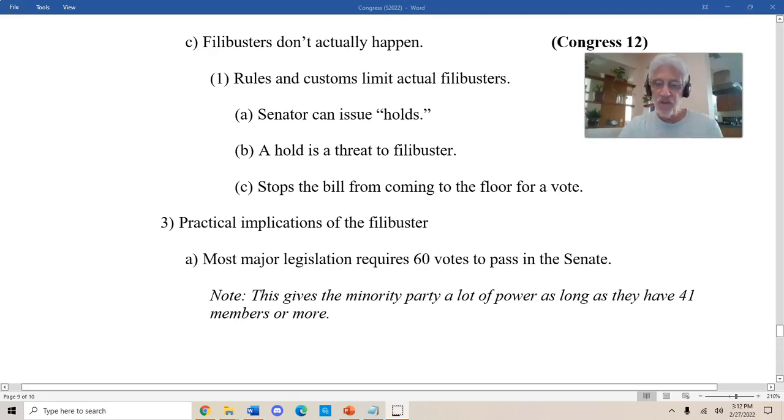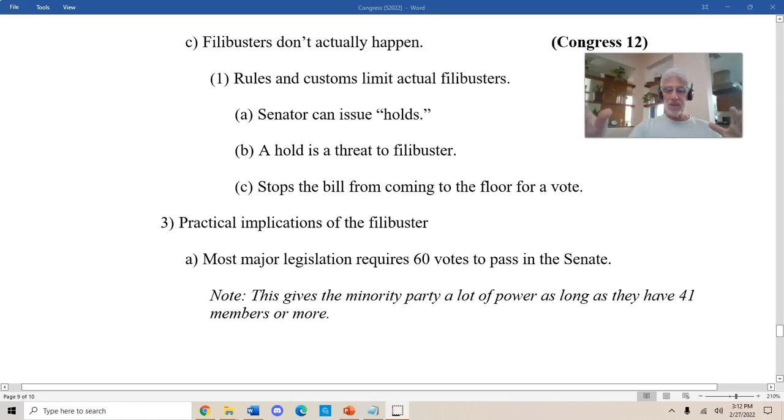If you oppose Phil's corn law, you're not going to sign a closure petition that's going to allow debate to end and a vote to happen on the bill. Not a chance. You don't want the bill to pass. You oppose the bill. You're going to use every procedural tool you can. And so a minority of senators can force the majority to negotiate with them by use of holds.